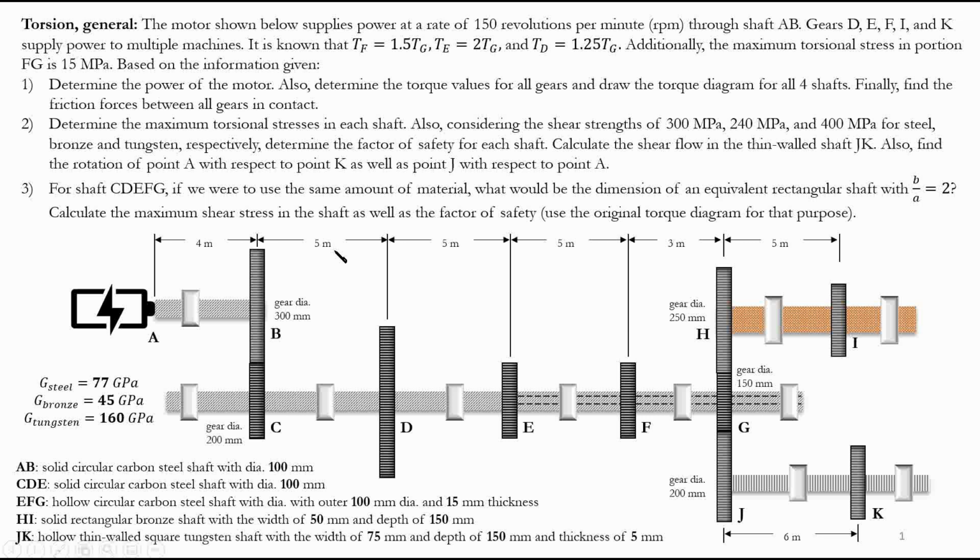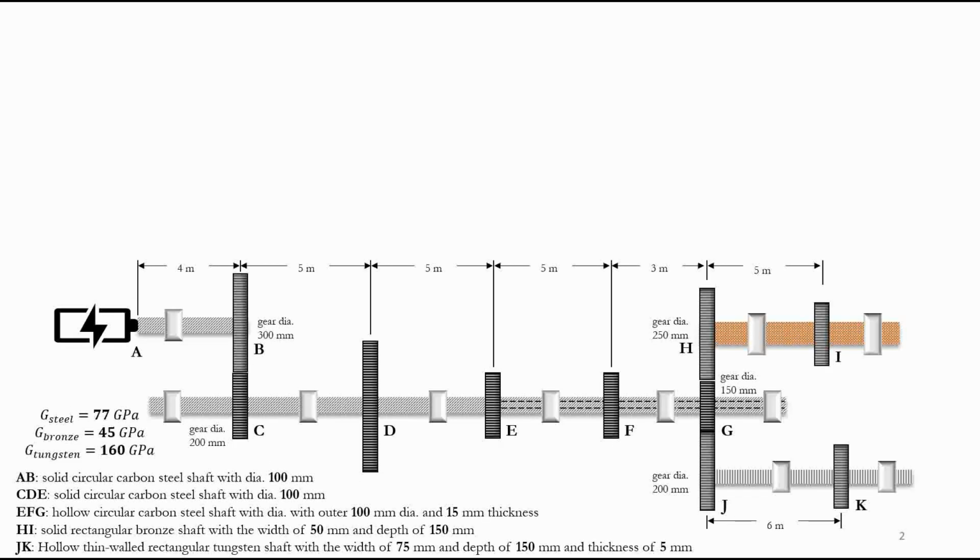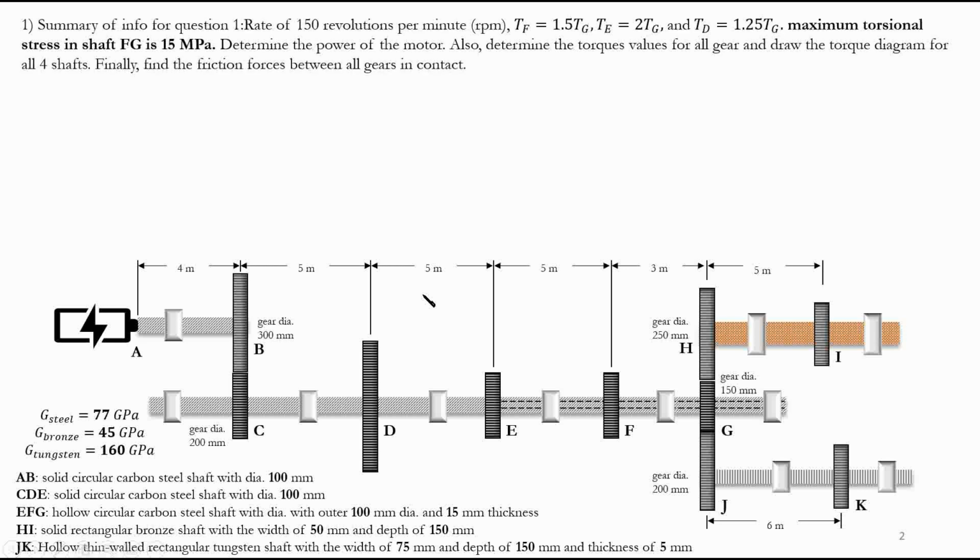So we are going to start solving our question by finding the torque values for all parts. For parts A, B, C, D, D, E, E, F, F, G, for all of them, we're going to find the torque values in the shaft. So this is a summary of information. For the first question, we need to find all the torque values. So where do we start from?